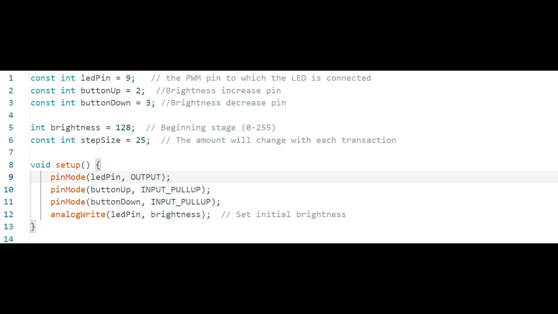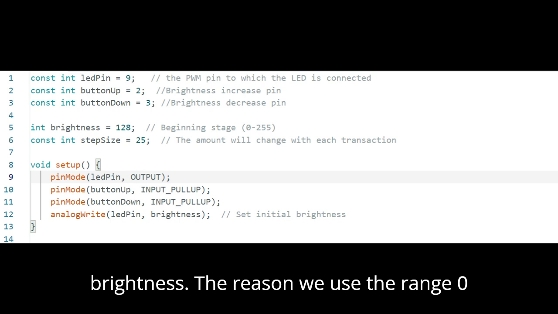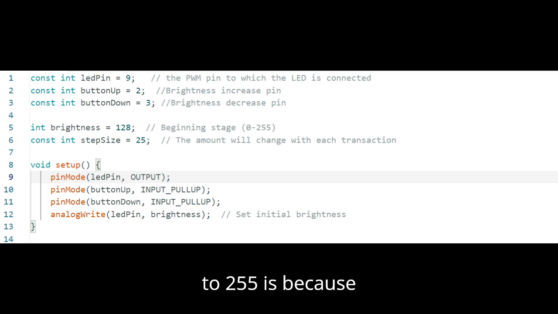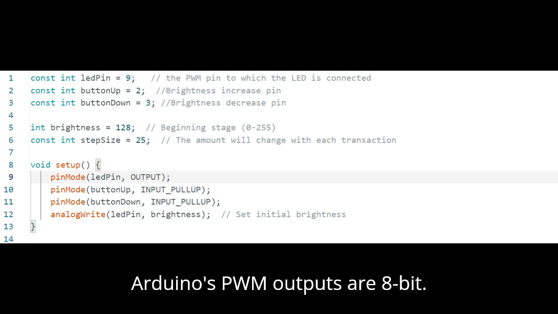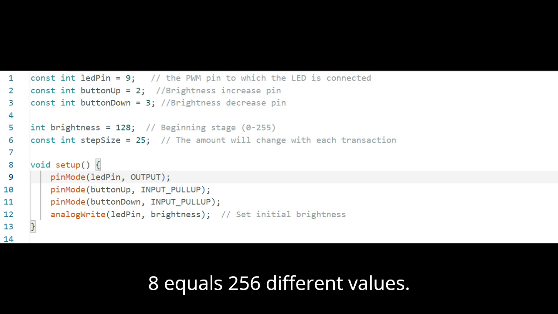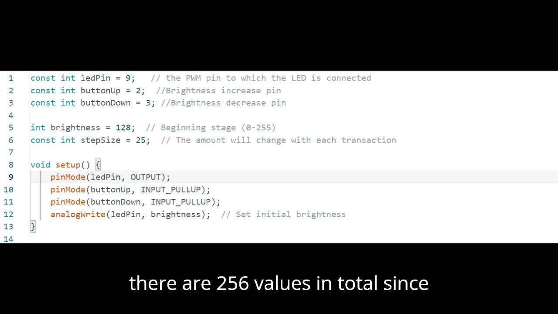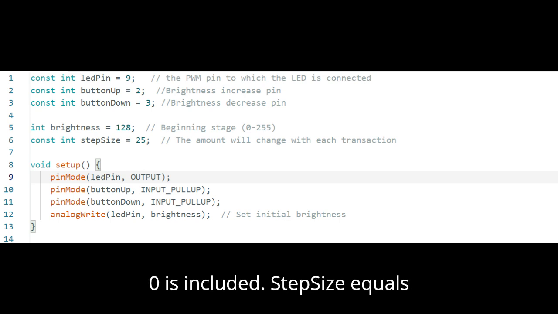That means 0: LED is completely off, 0% brightness. 255: LED is completely on, 100% brightness. 128: LED is in medium brightness, 50% brightness. The reason we use the range 0 to 255 is because Arduino's PWM outputs are 8-bit. 8-bit means we can use 2 to the power of 8 equals 256 different values. Starting from 0, going up to 255, there are 256 values in total, since 0 is included.